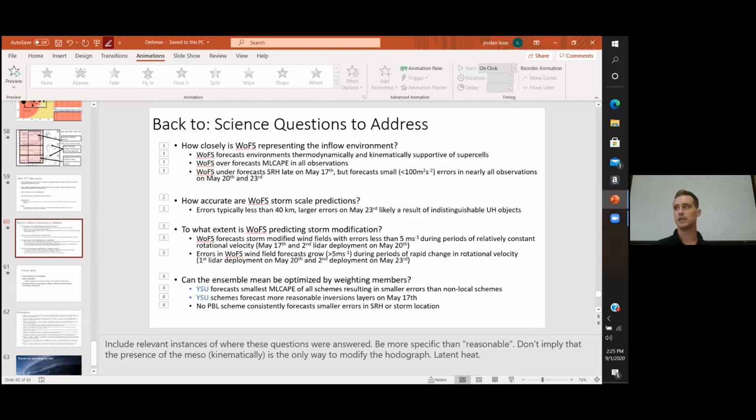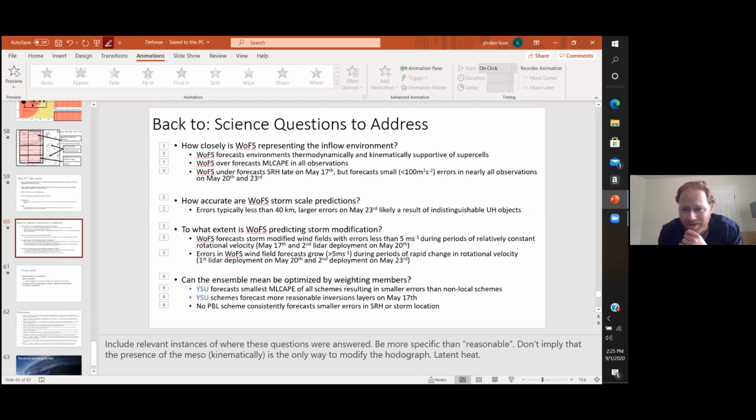I mean, essentially, if you have a supercell, you definitely have a rotating updraft. And so if we're talking about storm modification, the first thing I think of is the changes in the wind field. That's given a sense. Whereas precipitation is a bit more variable, and also cloud cover, like anvil shading, is a bit more variable, I would think.